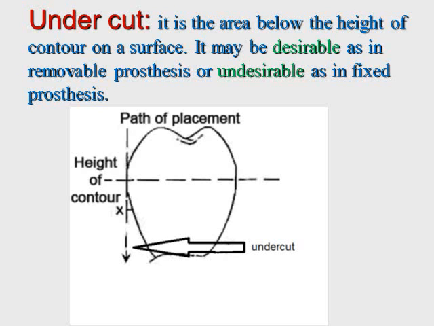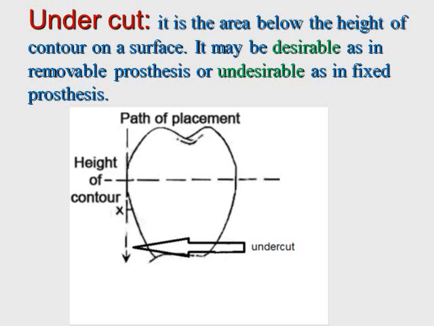What do you mean by undercut? Due to the anatomical features of any natural tooth, we will have such a shape of the boundary surfaces: buccal, lingual, mesial, distal. This shape has a height of convexity, and there is an area of the surface below the convexity. This area below the height of convexity is considered an undercut area.